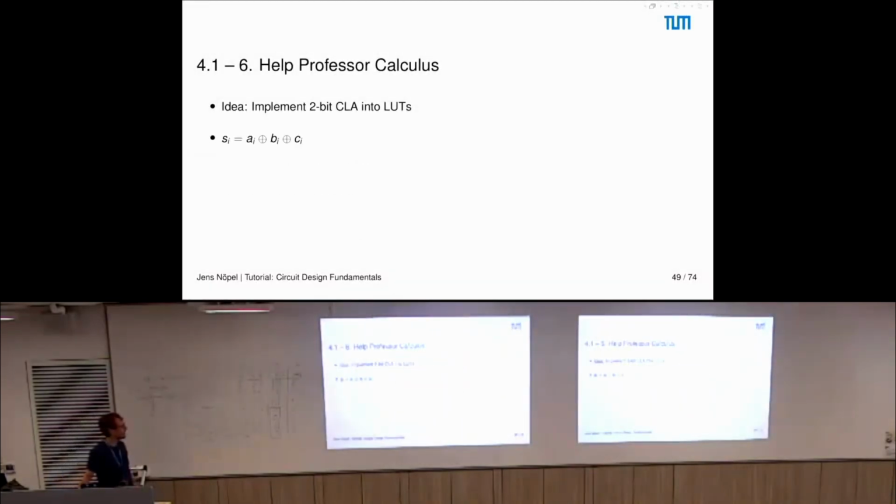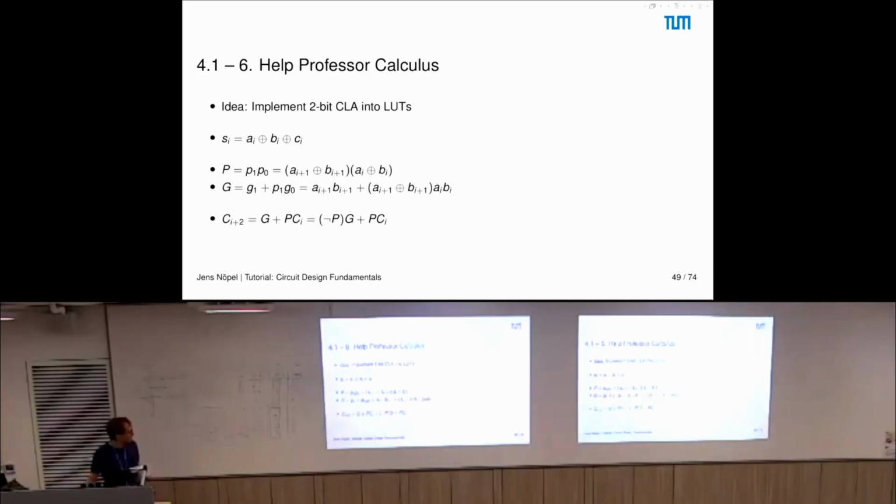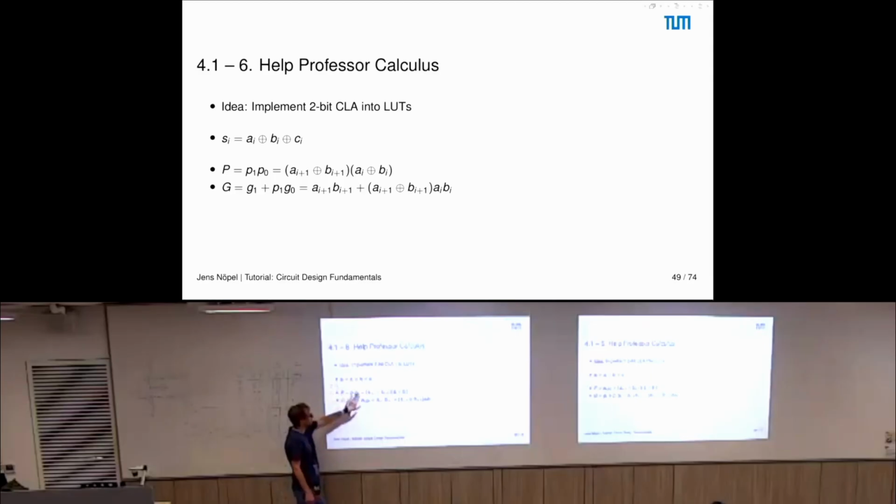So once again, the formulas. I hope up until here everything is what you've already seen. This is how S_i is calculated. This is how the propagate is calculated. This is just XORing. And this is how the generate is calculated. The generate is just an AND operation, and the propagate again, and this AND operation here.